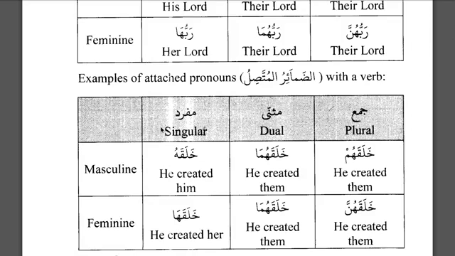Another example, khalaqahum: Allah created them. Khalaqahuma, he created them two. Khalaqahu, he created him. The feminine form, khalaqahunna, he created them, plural. Khalaqahuma, them two, whether two females or two males. The pronoun huma doesn't change, meaning it does not add a letter. Khalaqaha, he created her.